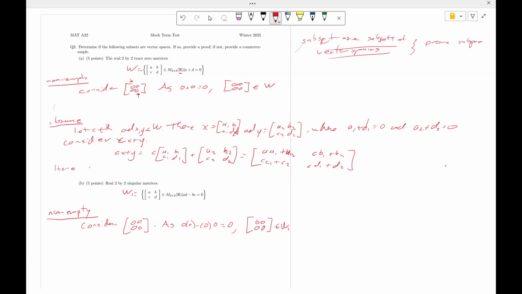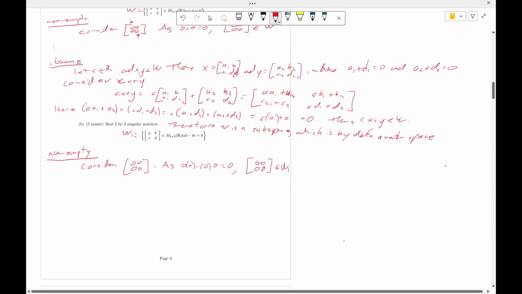Here, CA1 plus A2 plus CD1 plus D2 equals C times A1 plus D1 plus A2 plus D2, which equals C times 0 plus 0, which equals 0. Thus, CX plus Y is in W. Therefore, W is a subspace, which is by definition a vector space.